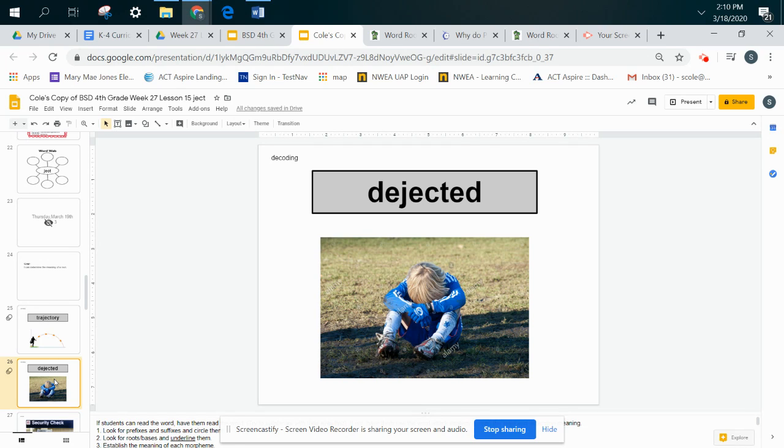So dejected means thrown down or depressed. So it's like you're throwing it back. So the little boy felt dejected because they would not let him play.